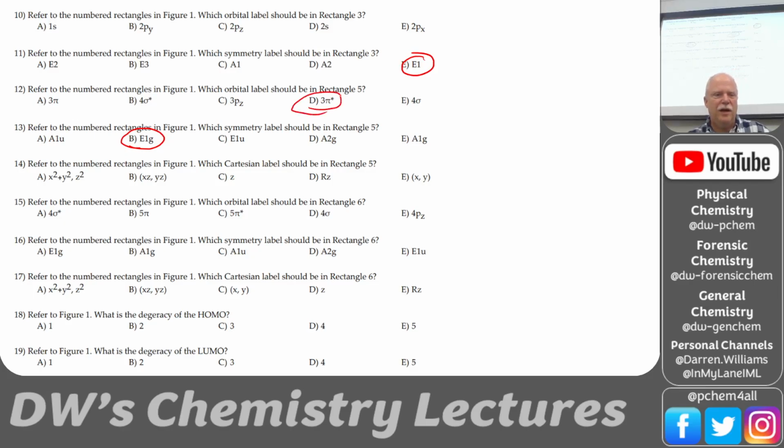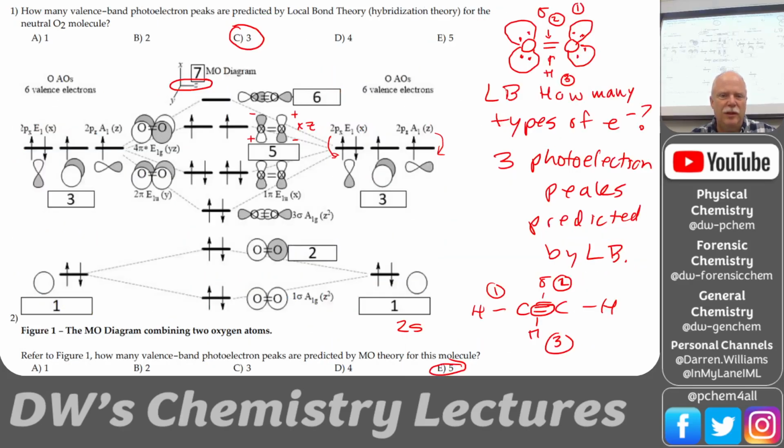Okay, and then rectangle 5. What's the Cartesian label for that? We determined that it was XZ, YZ. It's this one. And then what's rectangle 6? What orbital label should we have for rectangle 6? It's going to be, not everybody at once, sigma star. Very good, because we have that node that breaks the bond.